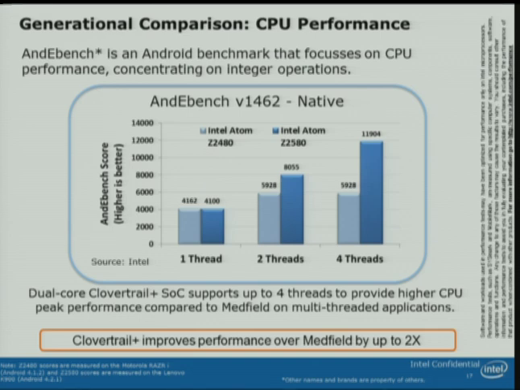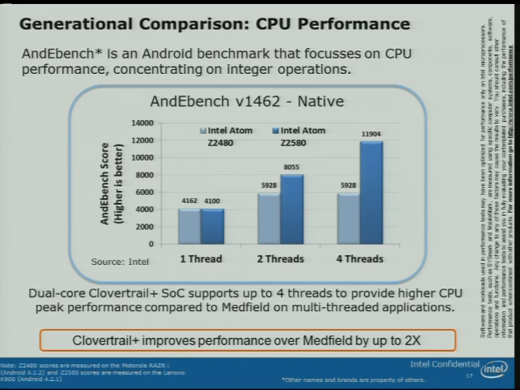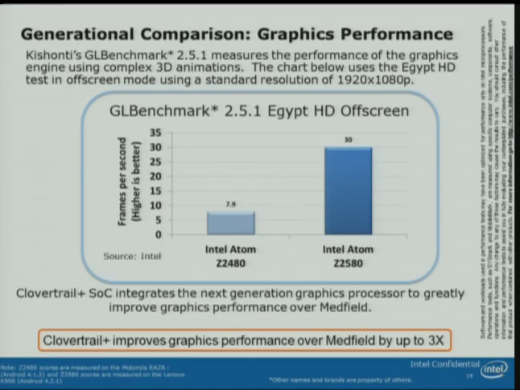That's because the Medfield platform is running on a single core with two threads, versus the same on different cores on the Clover Trail Plus SoC. And you can see Clover Trail Plus improves performance over Medfield by up to 2x on the fourth thread. Graphics performance compared to the Medfield SoC platform is almost 3x.